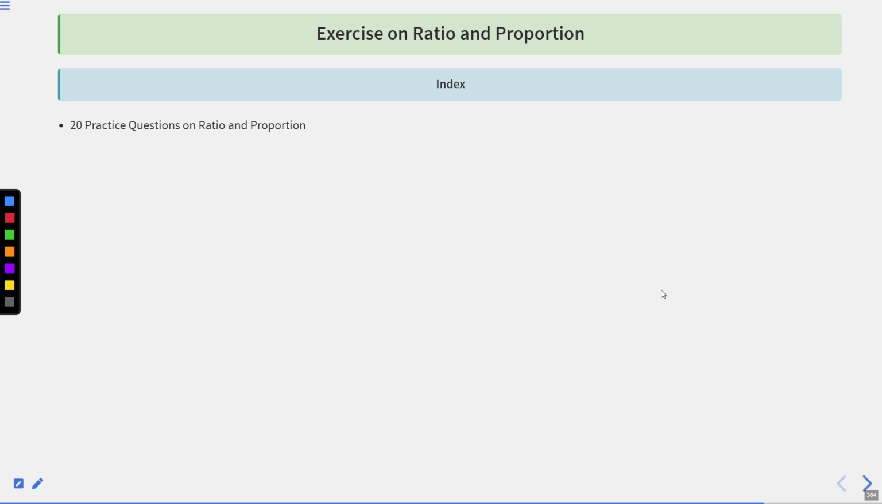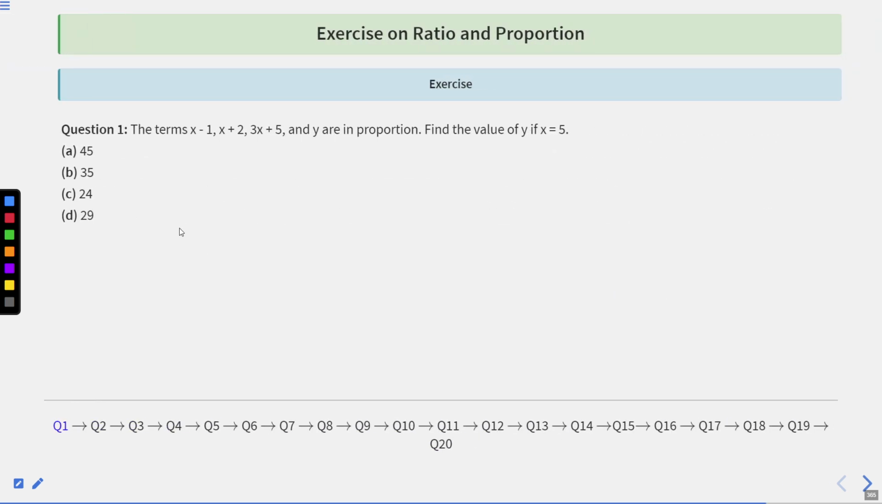So in this lecture we will see 20 practice questions on ratio and proportion. So let us start with the very first question. The terms x minus 1, x plus 2, 3x plus 5 and y are in proportion. Find the value of y if x equals 5.